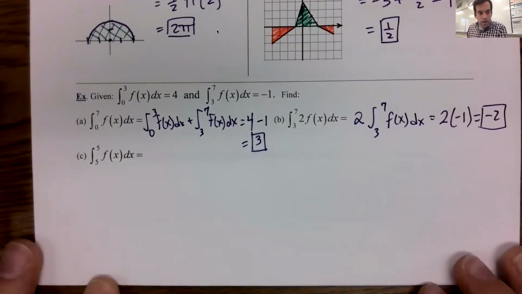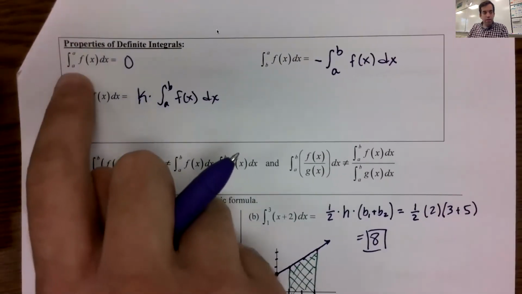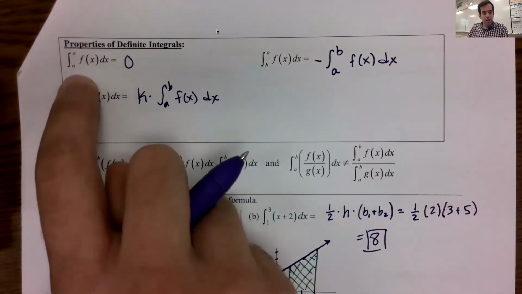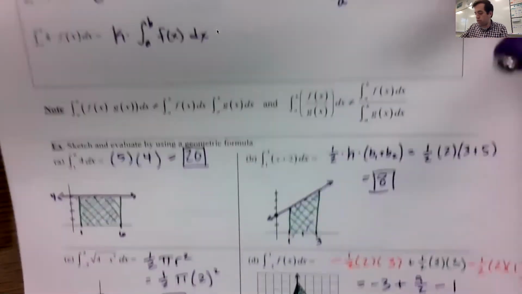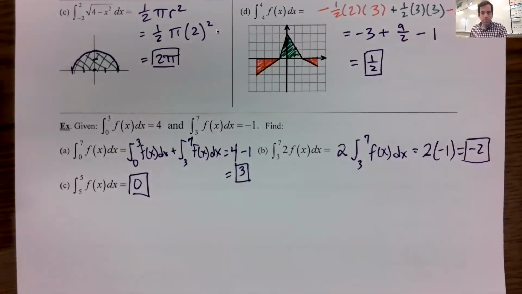And then in letter C, from 5 to 5, this is one of those trick questions. If the integral starts and ends at the same value, the answer is always 0. It doesn't matter what the function is. Boom. All right, so there's some properties of integrals for you in practice.